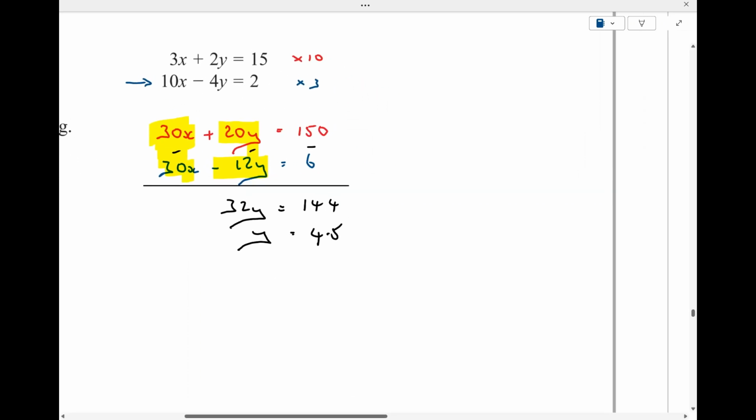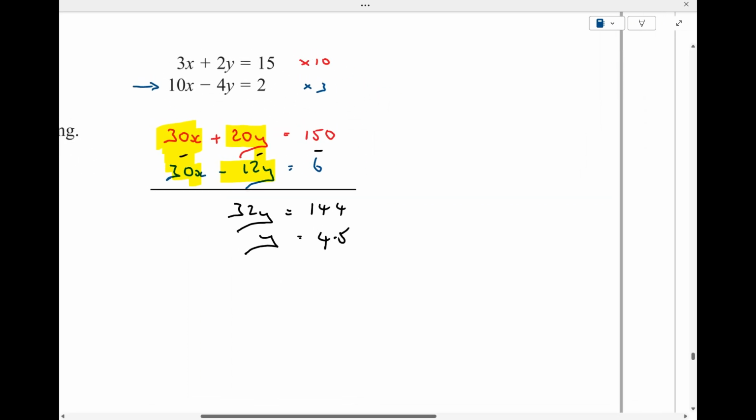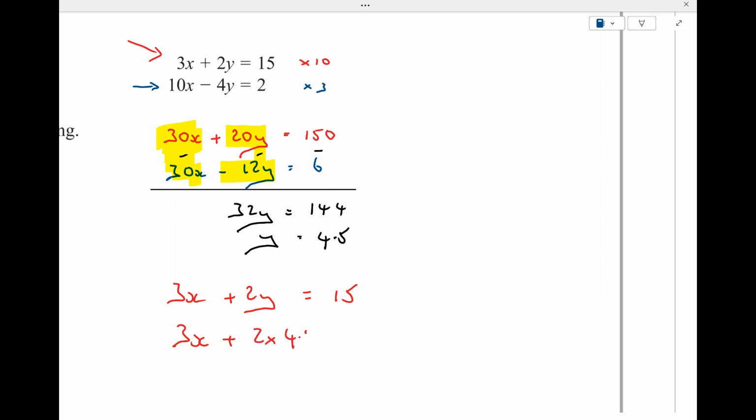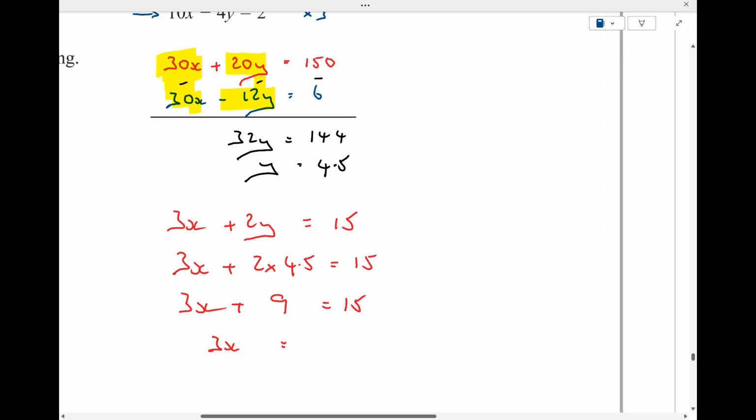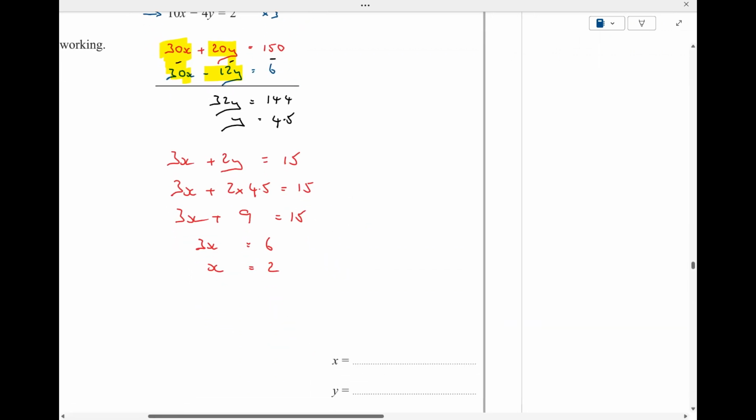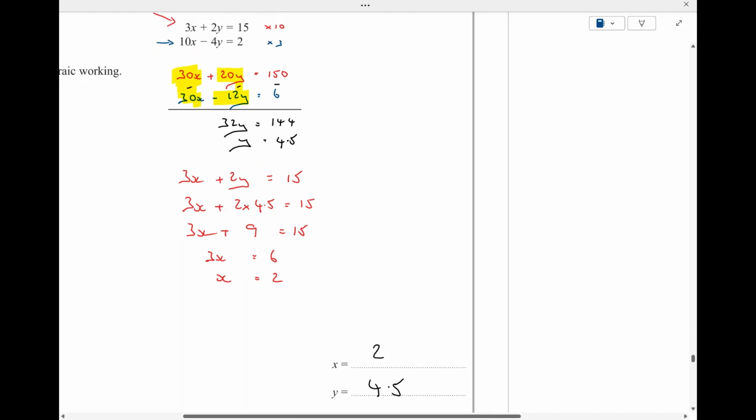Now I'm going to copy down the top equation and use that to work out what x is. So I'm copying down 3x plus 2y equals 15. That was the top equation from there. 3x plus 2 times 4.5 equals 15. 3x plus 2 times 4.5 is 9, equals 15. Subtract that 9. 3x equals 15 minus 9, which is 6. Divide by 3, x equals 2. So my answer is that x equals 2 and y equals 4.5.